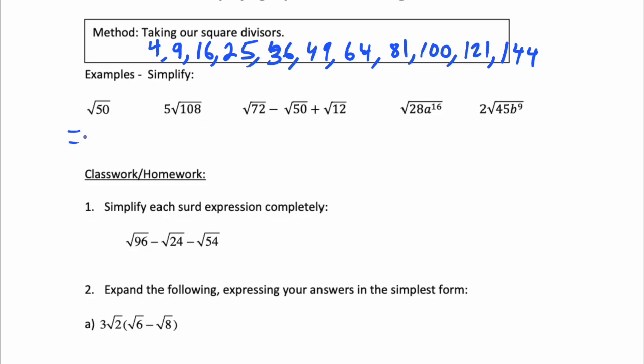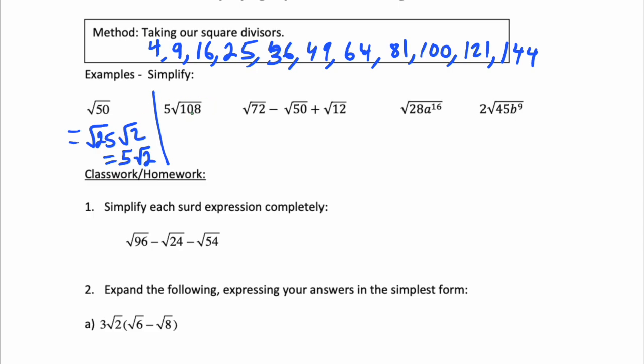So 50, you want to look for the biggest number in this list that goes into 50. That will be 25. You can write root 50 as root 25 root 2. And root 25 is 5. So it's 5 root 2. 5 times square root of 2 is the same as root 50.